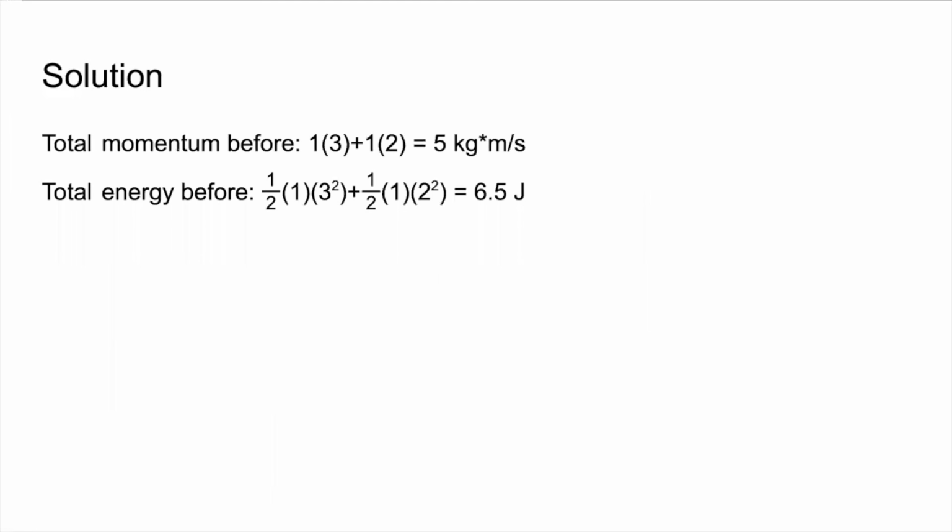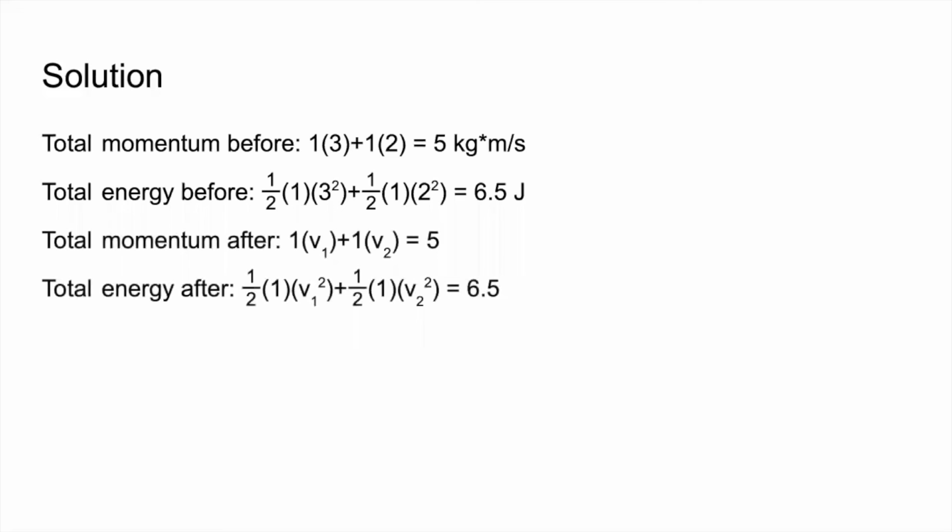So the total momentum before the collision is 1 times 3 plus 1 times 2, which is 5. The total energy before the collision is 6.5. And we're using V1 and V2 to represent the unknown velocities after the collision. So we have this system of equations, and solving will get that V1 is equal to 2 and V2 is equal to 3. In fact, whenever you have two blocks of equal mass collide and they're traveling in the same direction, their velocities always switch in order to preserve the momentum and energy.